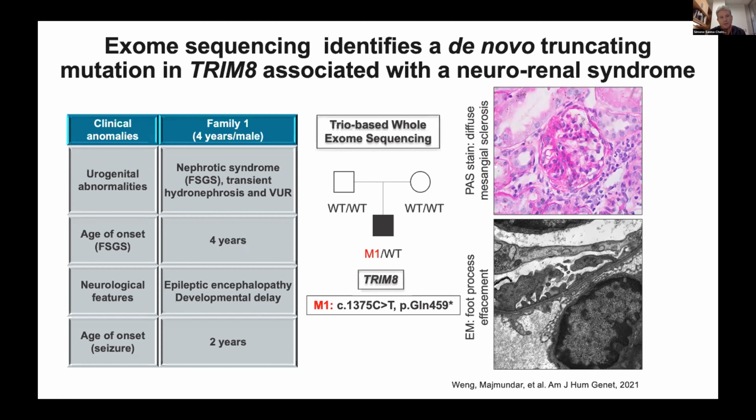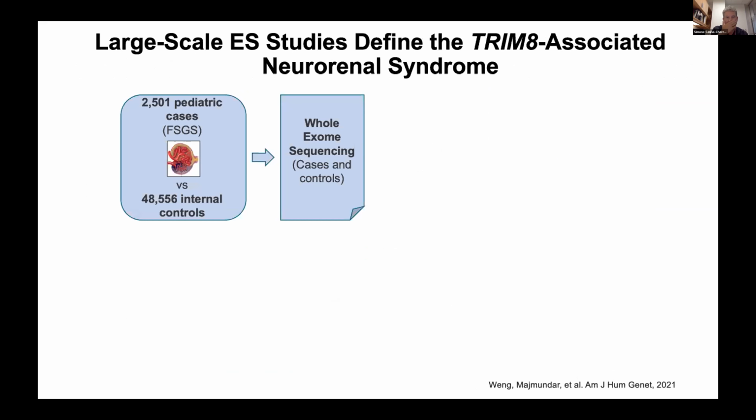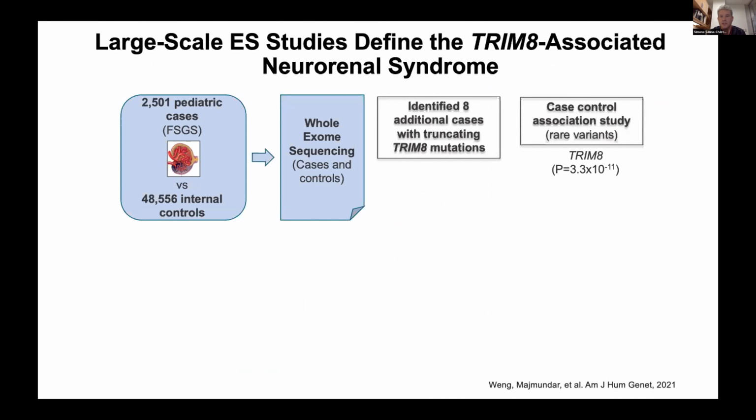So now the question comes from another doctor: is FSGS also caused by this mutation, or is this an unlucky kid who has epilepsy caused by TRIM8 and FSGS? So we went on and looked at our cohort. We screened exome sequencing for 2,500 pediatric cases with focal segmental glomerulosclerosis and compared with 48,000 internal controls at the Institute of Genomic Medicine. Everybody was sequenced with exome sequencing or genome sequencing, and we identified an additional 8 individuals with truncating mutations in our cases and 0 in controls. So just by association, this leads to a p-value for association of 10 to the minus 11, establishing basically a causal role.